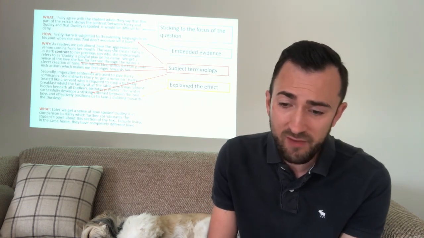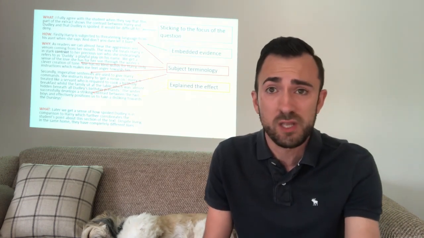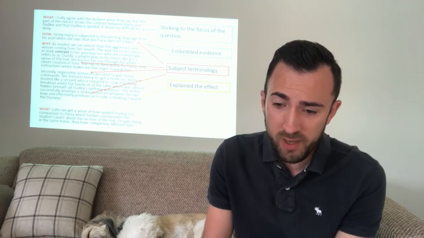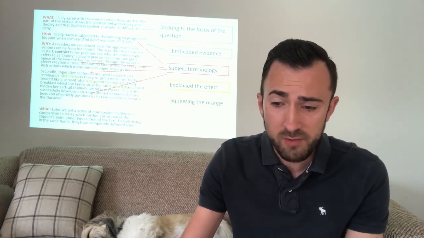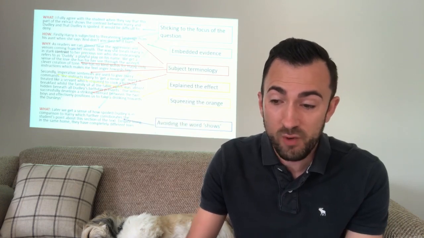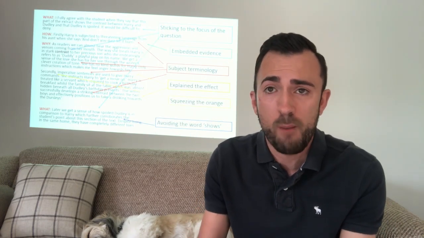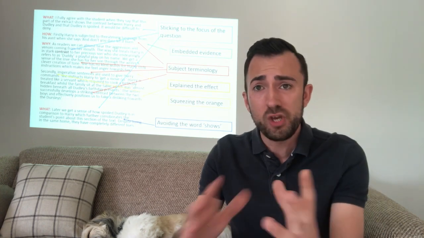The writer successfully develops a striking contrast, there's the focus of the question again, between the 2 boys, and effectively positions us to take a disliking towards the Dursleys. I've also squeezed the orange in that section, and I've avoided words like "shows" and used words like "corroborates" instead. Use that as a model.